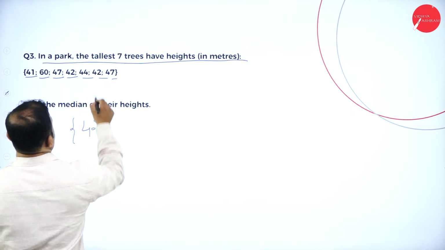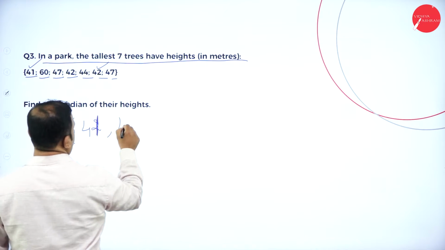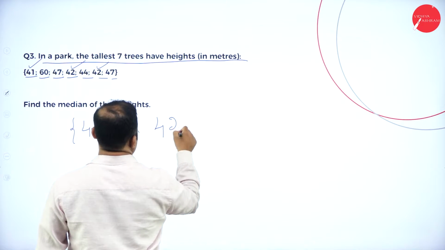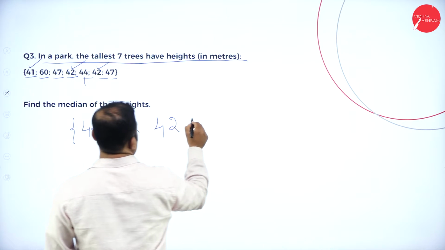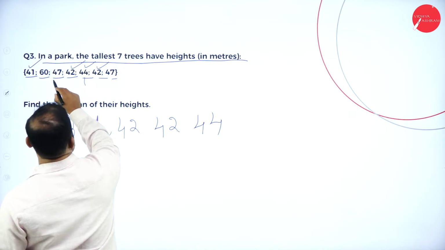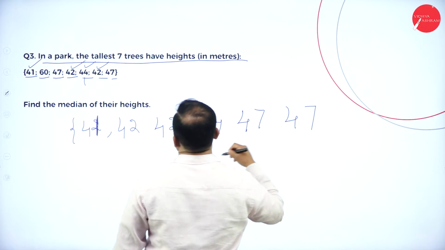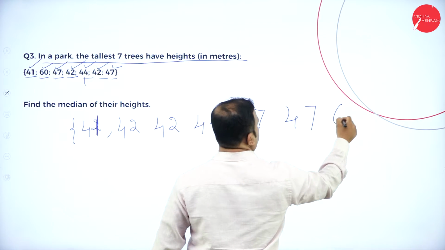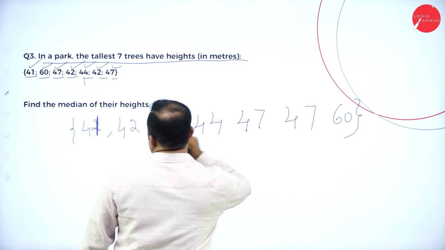Before that, 41 we have: 41, 42, 42, repeated 2 times, then 44, then 47, 47, 2 times, then finally we have 60. So totally we have these many items: 1, 2, 3, 4, 5, 6, 7.